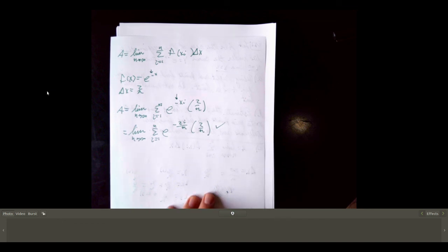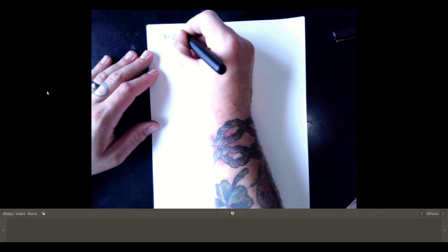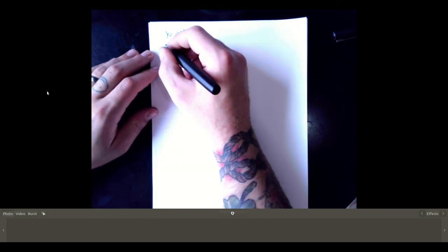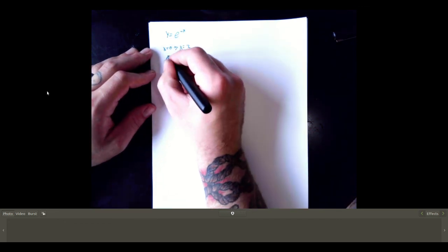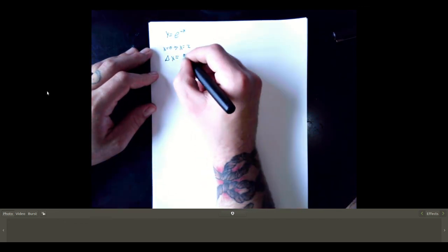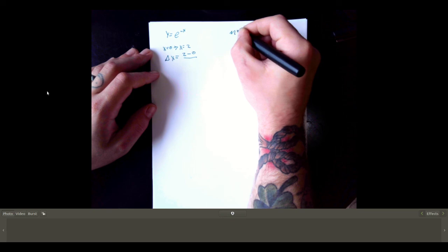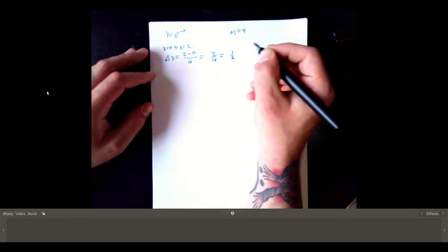Now moving on to part B. We're going to estimate the area using midpoints and subintervals, and we're going to do it with 4 and with 10 intervals. So, if y is equal to e to the negative x, and we're going from 0 to 2, delta x is going to equal 2 minus 0 all over n, and for this example, n is equal to 4, which is equal to 2 over 4, which is equal to 1/2.